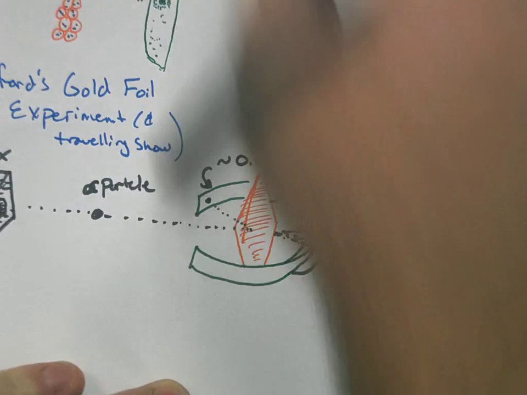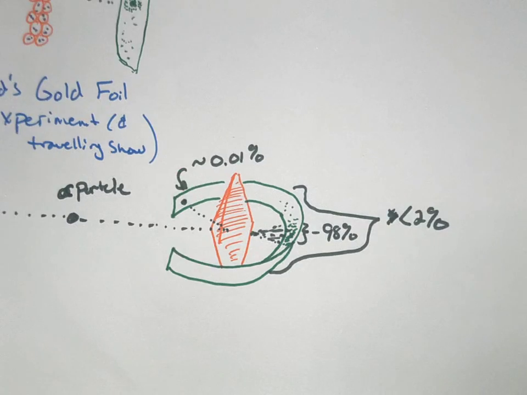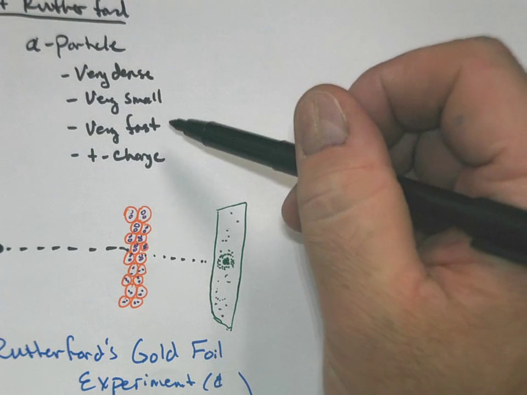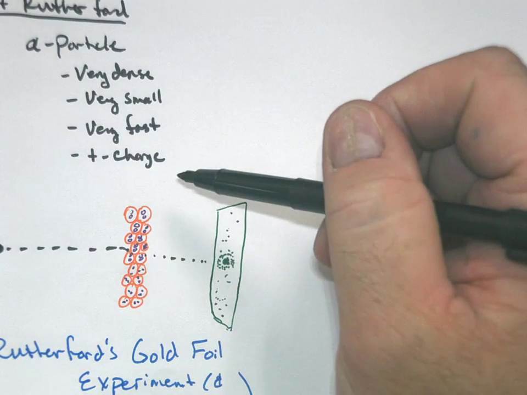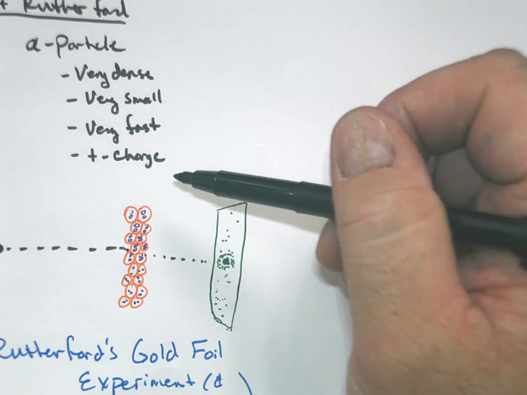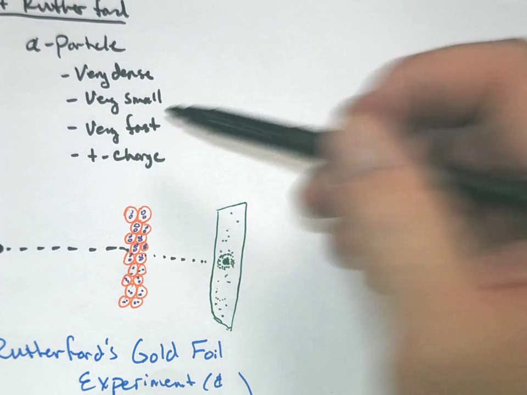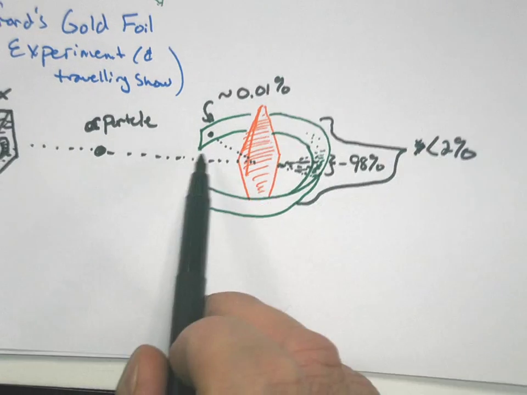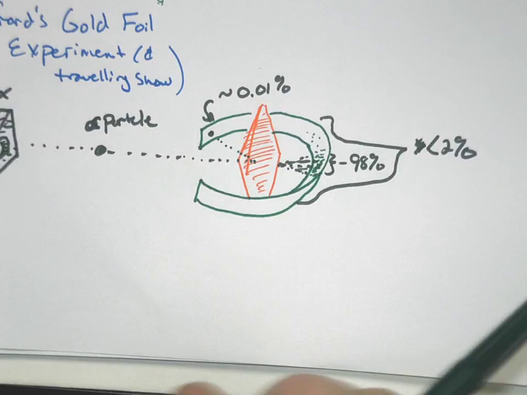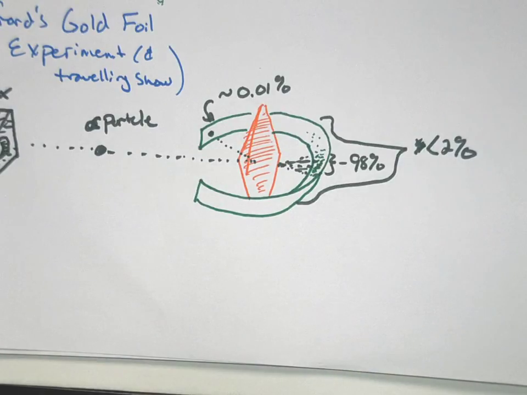Remember, if you go back to the top of our notes, our alpha particle was very dense, very small, very fast, and had a positive charge. Think of this as a subatomic bullet. What is it going to take to make a bullet bounce back from the gold foil? Very high density. Something of comparable density is going to make it push back. That was his first conclusion.